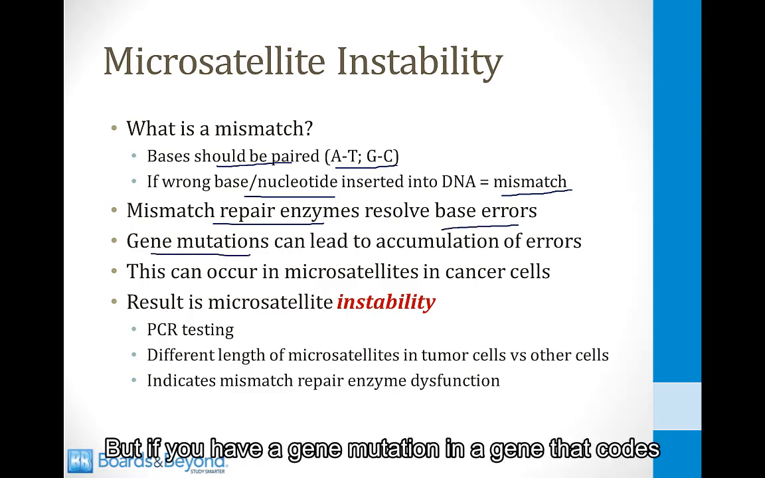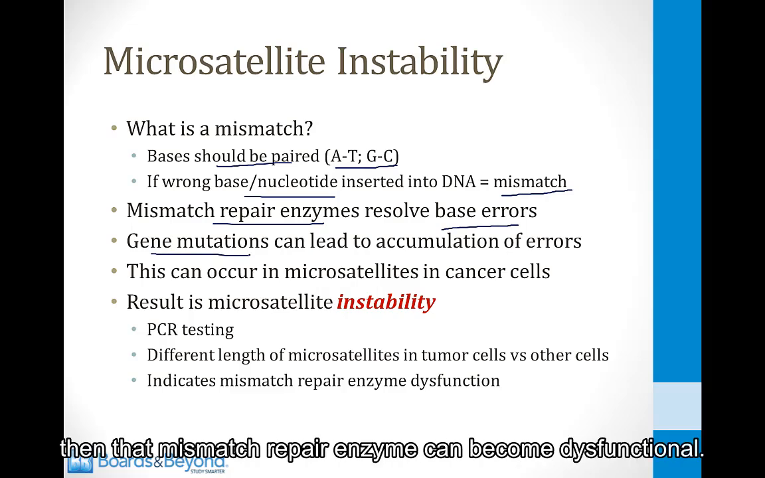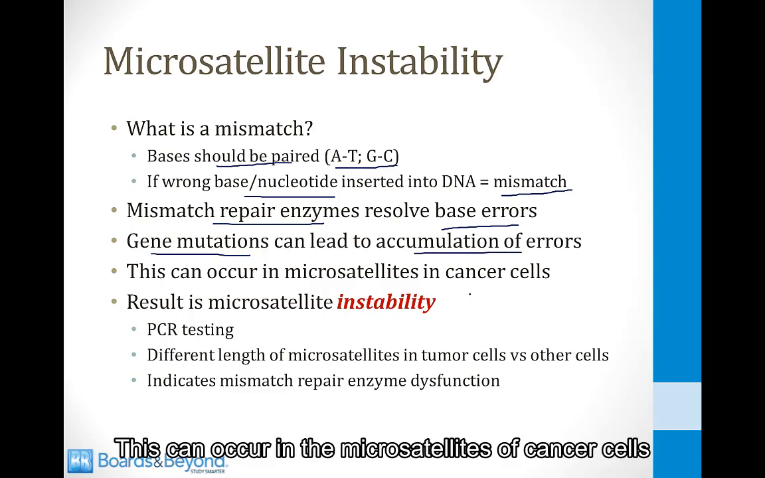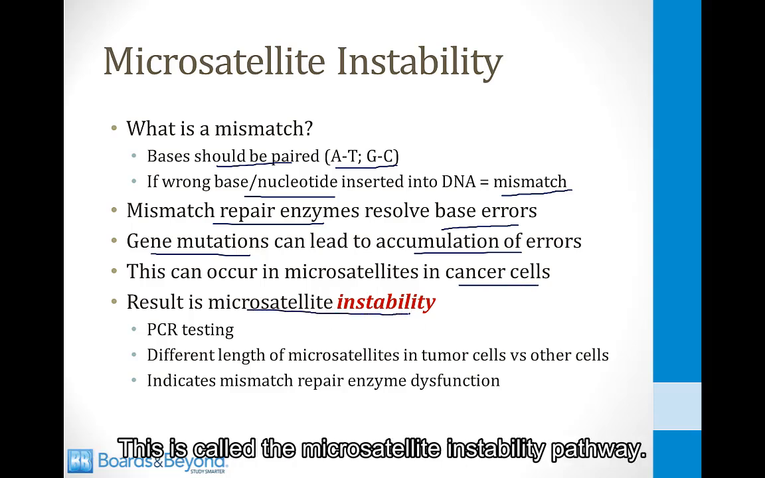But if you have a gene mutation in a gene that codes for a mismatch repair enzyme, then that mismatch repair enzyme can become dysfunctional, and this can lead to an accumulation of errors. This can occur in the microsatellites of cancer cells, and that's one pathway by which colon cancer develops. This is called the microsatellite instability pathway.